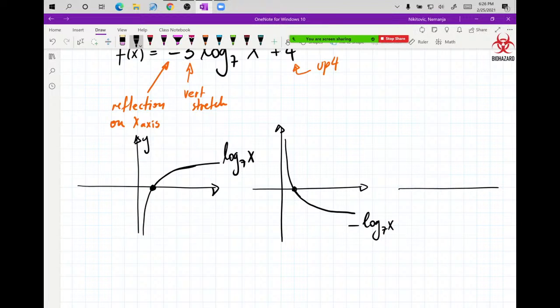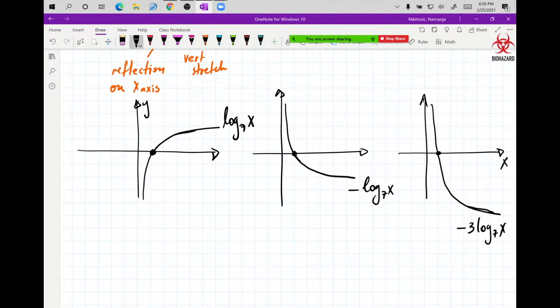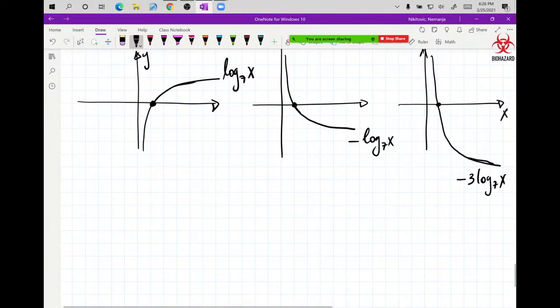Now you can stretch it if you want to. You can shift it or stretch it. Let's stretch it. Still going through 1. It's just going to go like this. There we go. Let's say that's 3 times. So this is -3 log 7 of x. And the final stage, move everything up 4.